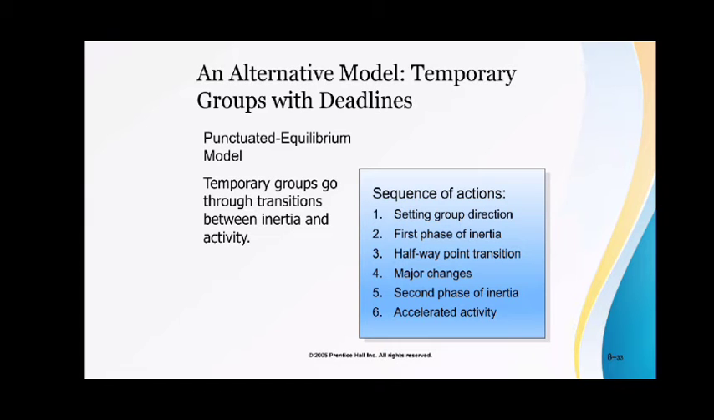Their sequence of actions are: first group direction, first phase of inertia, halfway point transition, major changes, second phase of inertia, and accelerated activity. The punctuated equilibrium model characterizes groups as exhibiting long periods of inertia interspersed with brief revolutionary changes triggered primarily by their members' awareness of time and deadlines.